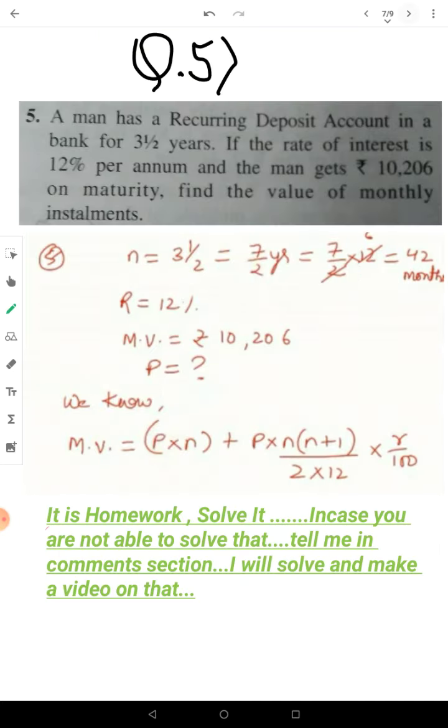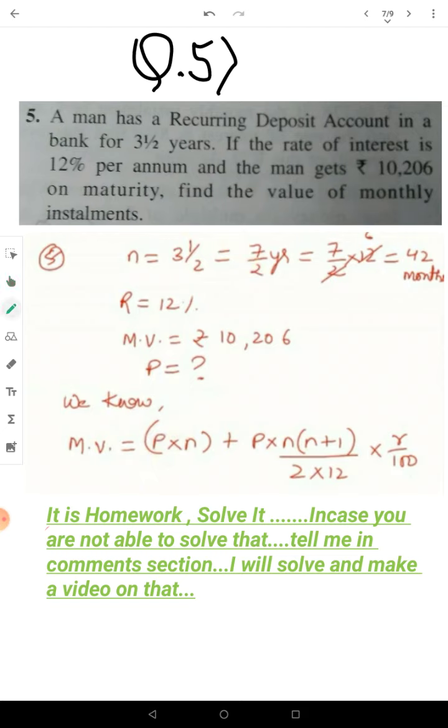Okay, now we will go with question number 5. A man has a recurring deposit account in a bank for 3.5 years. If the rate of interest is 12% per annum and the man gets rupees 10,206 on maturity, find the value of monthly installment. It is the same as question number 4, but I am giving you the given and the formula. According to the formula, you just put in the given values and calculate it. You will get the answer.